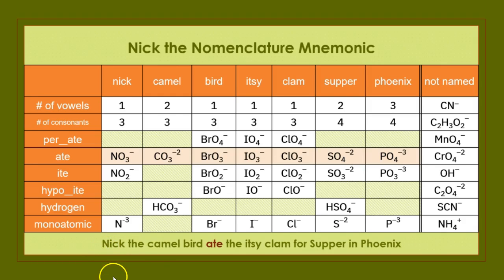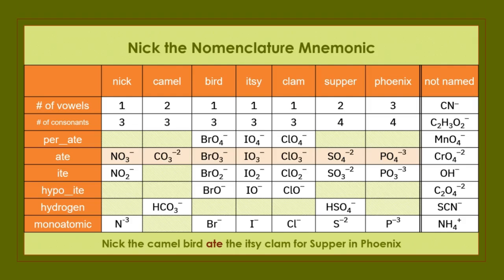Here is the mnemonic down at the bottom. Nick the camel bird ate the Itsy clam for supper in Phoenix. And at the top of this chart, we have a list of the words. Underneath them is the number of vowels and the number of consonants. And then we have some formulas. Now, the row in the light orange there is the one that contains the formulas that are given directly by the mnemonic: nitrate, carbonate, bromate, iodate, chlorate, sulfate, and phosphate.